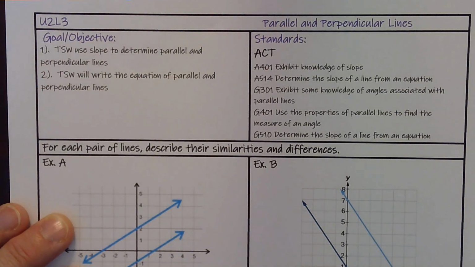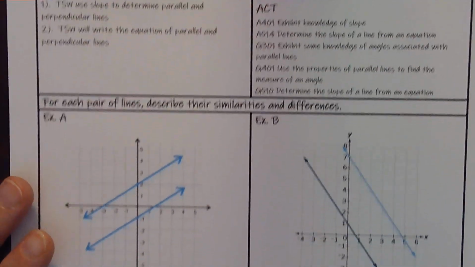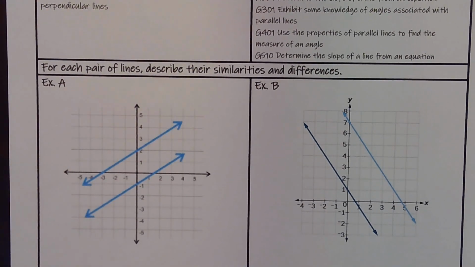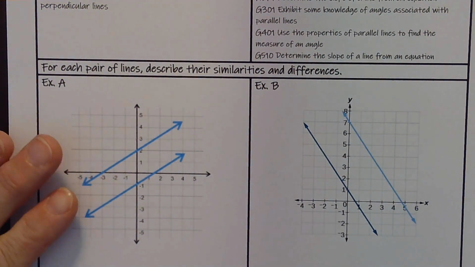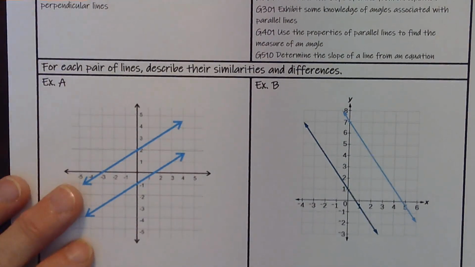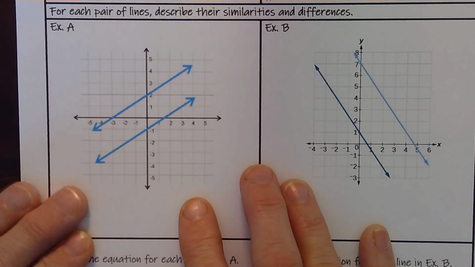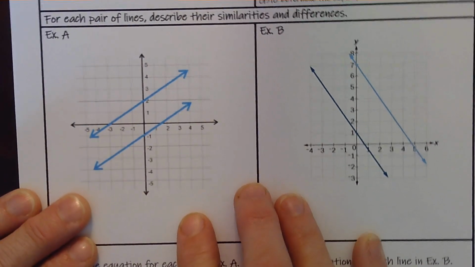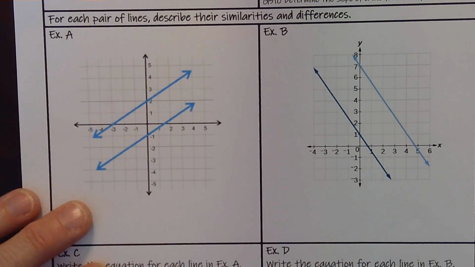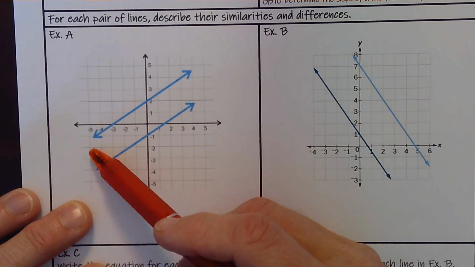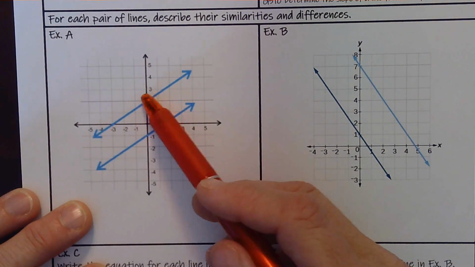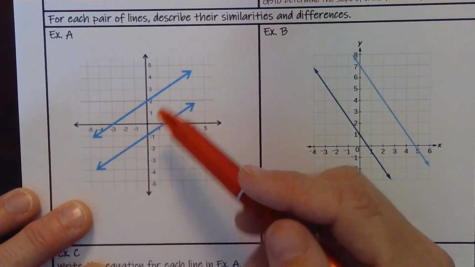So we're ready for lesson 3. And in this lesson, we're going to be working with parallel and perpendicular lines. In our previous lesson, we reminded ourselves of how to determine slope and how to write equations of lines. So from each, I want us to take a look at each of these examples. For each pair of lines, I want us to really think about the similarities and the differences.